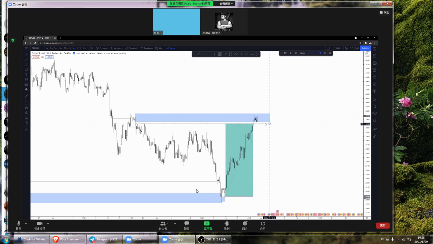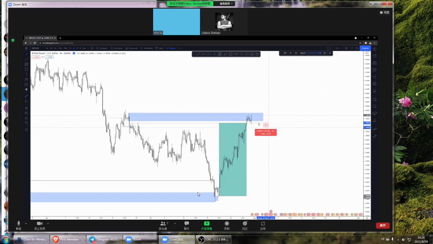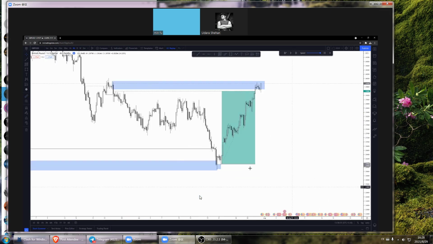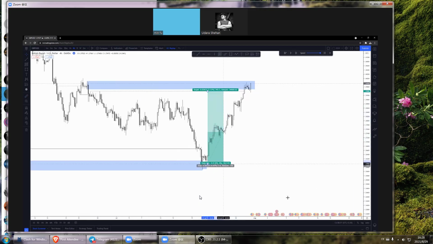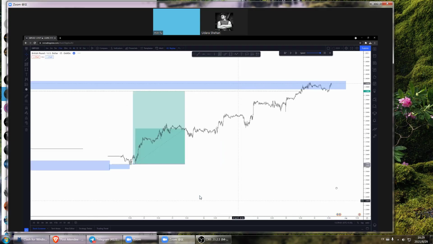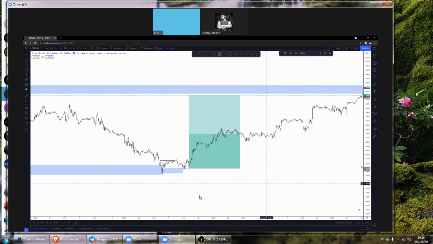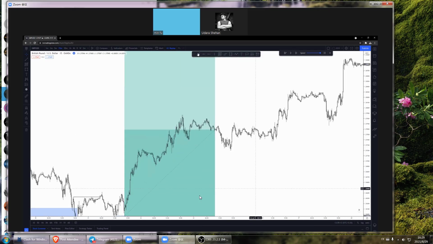You have to wait for the pattern to occur on every single time frame. That's the only thing we need to do, wait for that pattern to occur. Now look at this, I'll show you another example. If you go to the 15-minute, let's see what happened right here. Price came back up, went back down, and then broke structure.